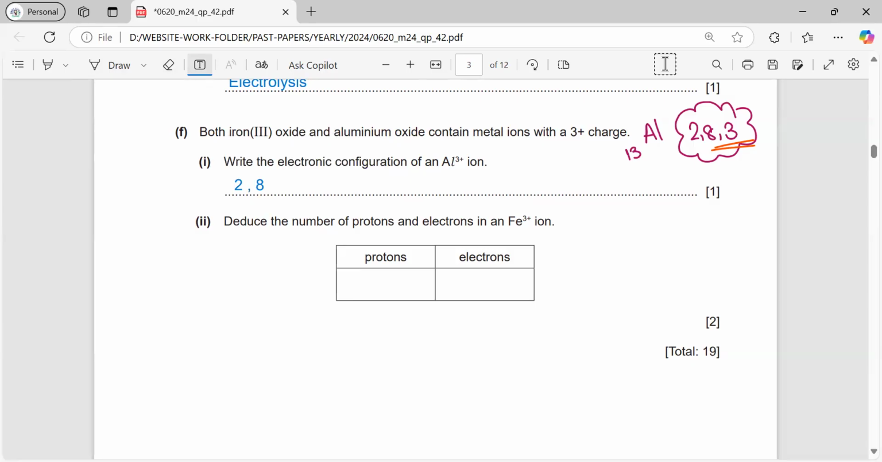Deduce the number of protons and electrons in an Fe3 plus ion. If we see the periodic table, Fe has 26 protons and 56 is its mass number. Here they're asking about the proton number, so the proton number is 26. For the electron number, as it is an ion, it has lost 3 electrons. So from 26, it has become 23.